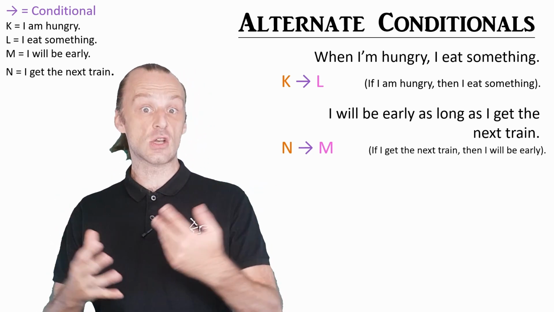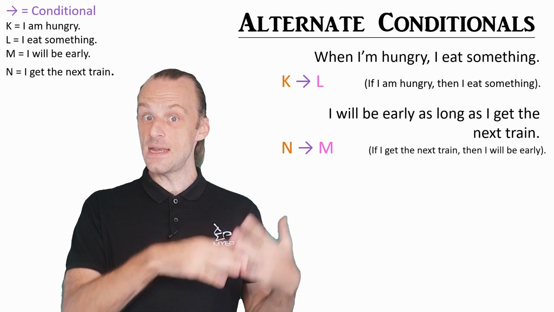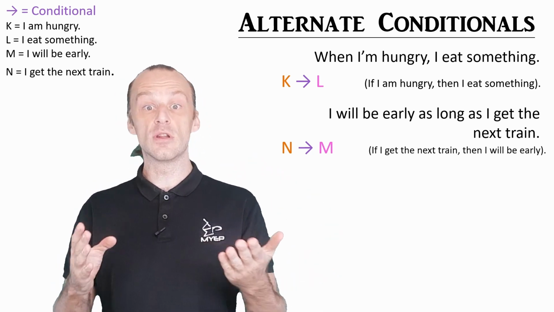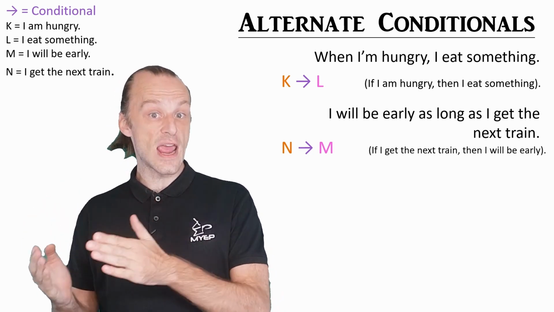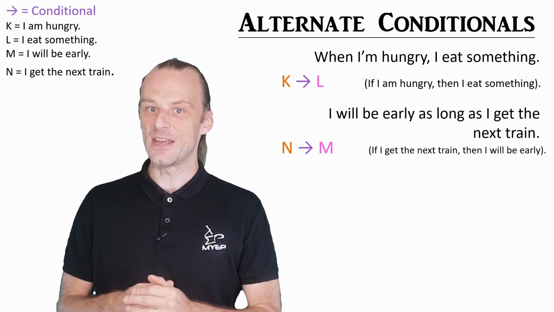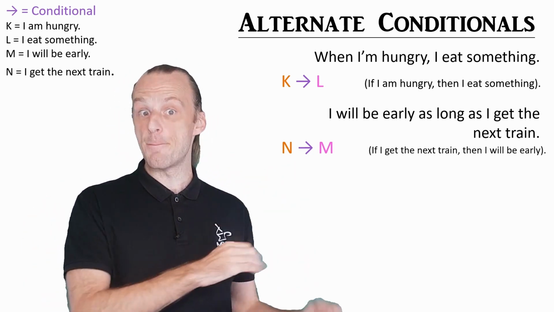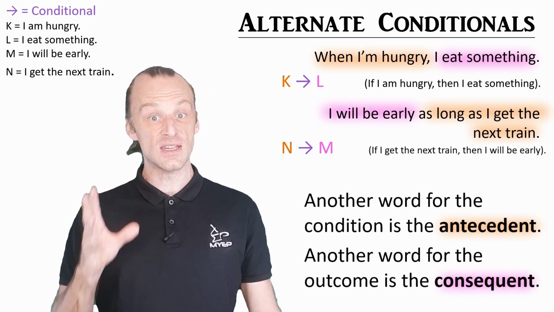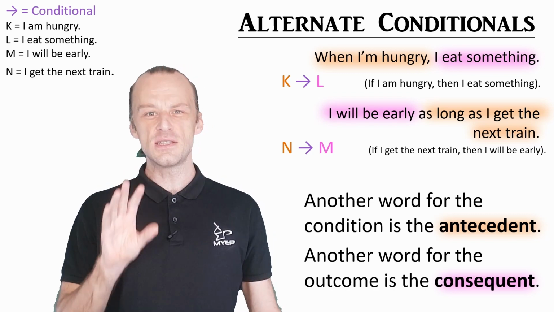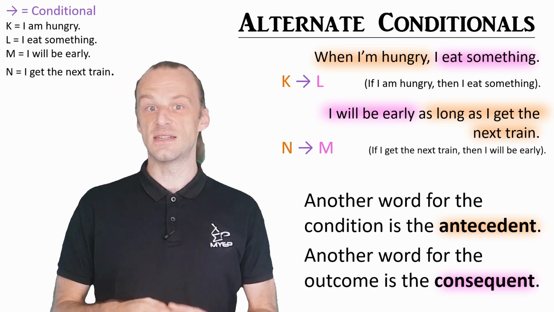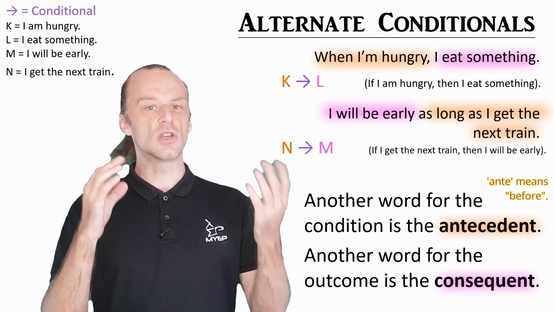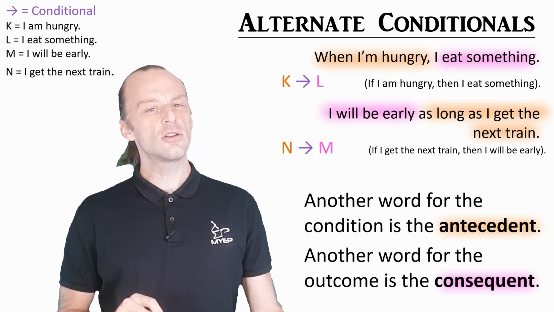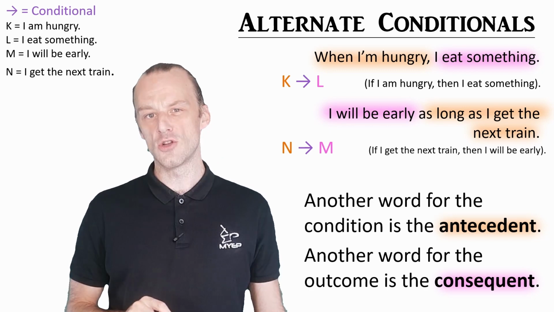In the second one, the wording actually reverses the order. The phrase as long as kind of means depends on, so the condition is actually at the end. So it will be, if I get the next train, then I will be early. If N, then M. We should also mention the formal words for the condition and the outcome. The condition is called the antecedent, and the outcome is called the consequent. These words are very formal, but they are still used a lot when you read about logic.